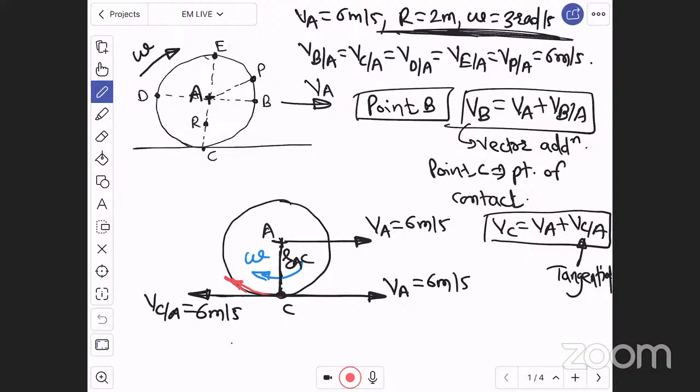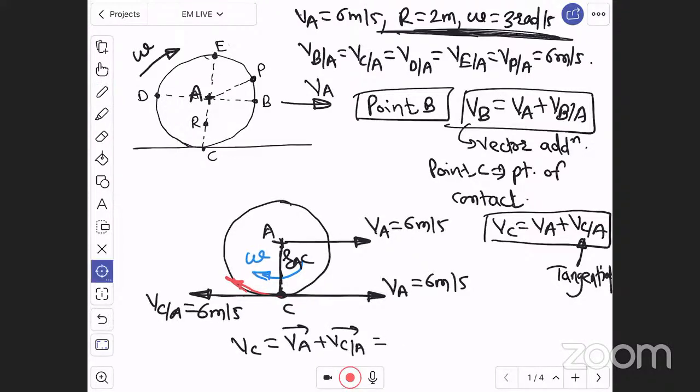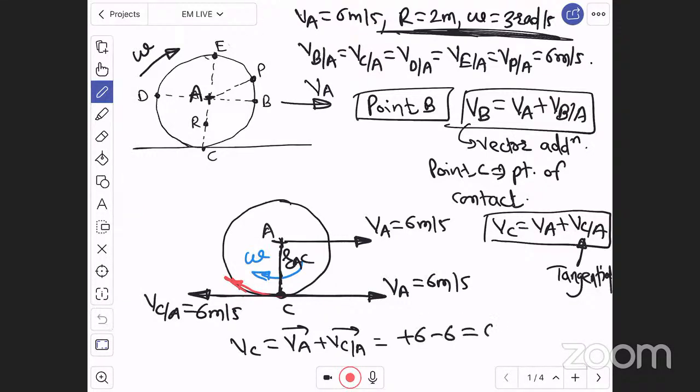Now, can I say velocity of C is equal to, it is a vector addition, velocity of A plus velocity of C with respect to A, vector addition. Now, अब clearly देखो यहाँ पे, the velocity of A is going towards right, velocity of C is going towards left. For inline vectors, there is a direct addition. If direction is opposite, one is positive, other is negative. Right side will be positive, left side will be negative. Therefore, it is plus 6 minus 6, which is nothing but 0.